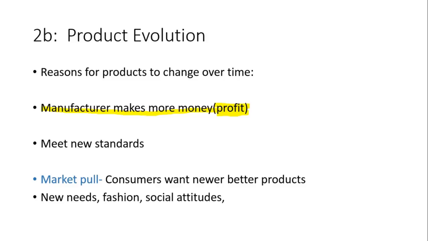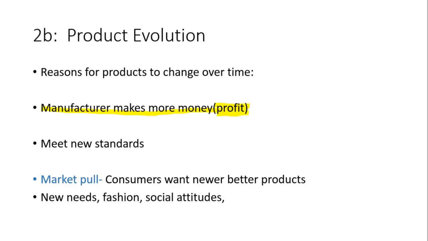Okay, meet new standards. New standards come out all the time. So there might be an accident. The government legislation then proclaims that new products have to have these standards. For example, new cars coming onto the market will have new safety standards. For example, emissions. Diesel cars in the future will have to have very tight emissions to be able to meet the requirements of governments around the world.